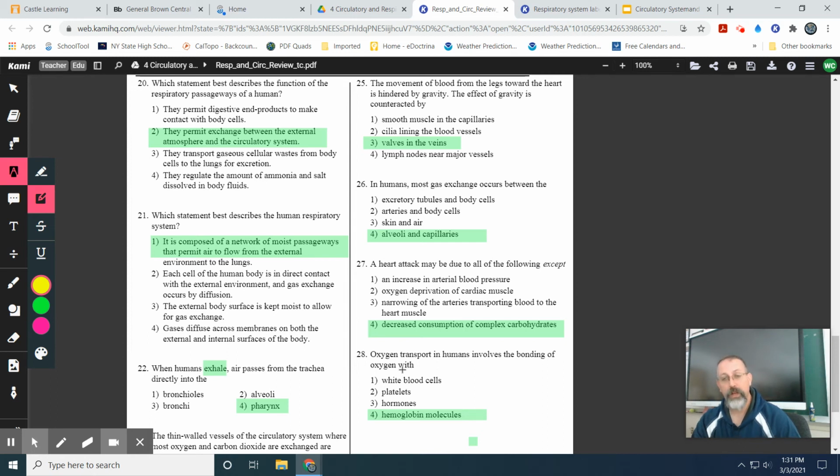And the last one on this page, oxygen transport in humans involves the bonding of oxygen with, well, red blood cells that contain hemoglobin. Hemoglobin is that iron-containing compound that likes to grab onto oxygen and carry it along. So without hemoglobin, you'd be in a world of hurt because you'd have less or no oxygen in your blood, which would be a problem for respiration.